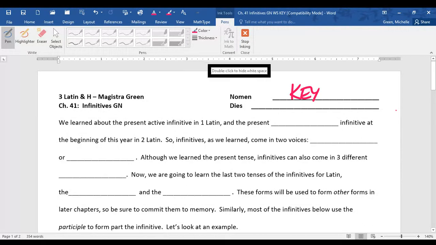All right, so we learned about the present active infinitive in one Latin, and the present passive infinitive at the beginning of two Latin.